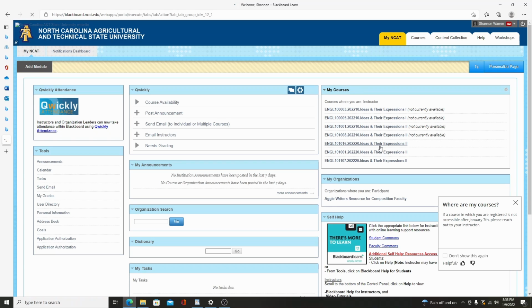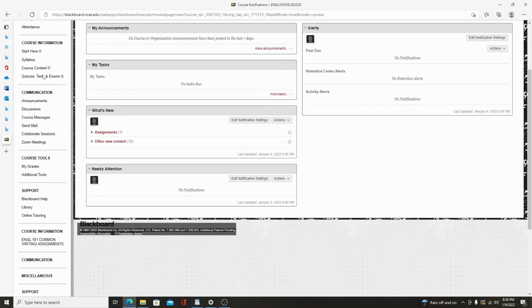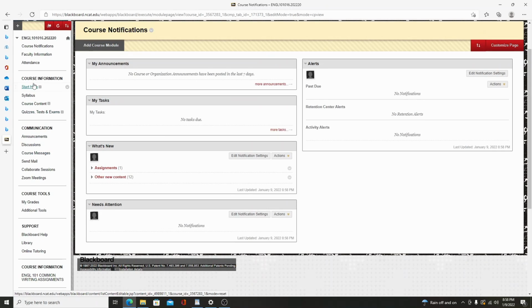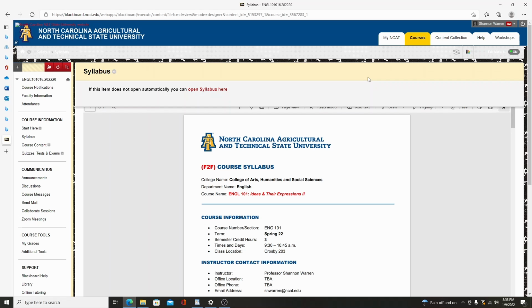So let's get started. The first thing I want to do is to show you what your course should look like. The more important things that you need to be aware of are, as always, the syllabus tab, the discussion tab, the send mail tab, and then down here where it says English 101 Common Writing Assignments. So let's first start with the syllabus for this course. Clicking on the syllabus, it should pull up the syllabus for you.